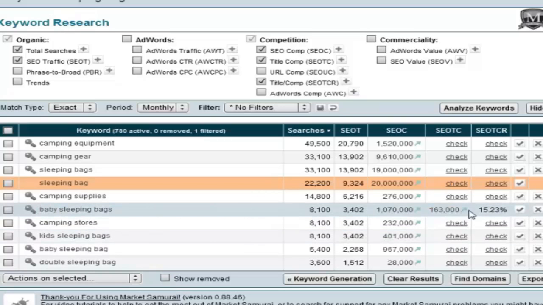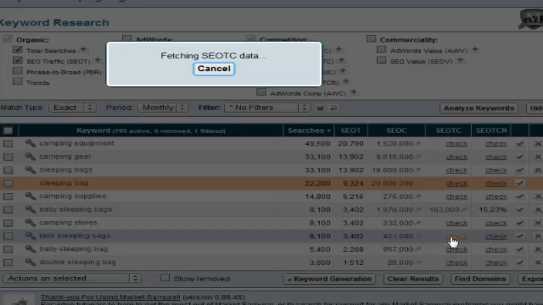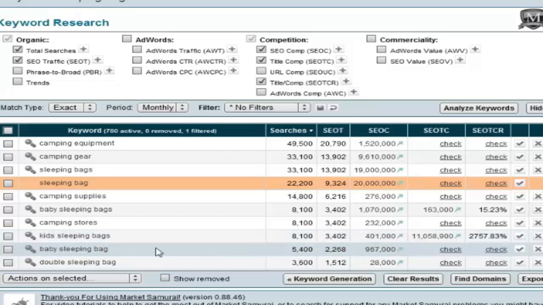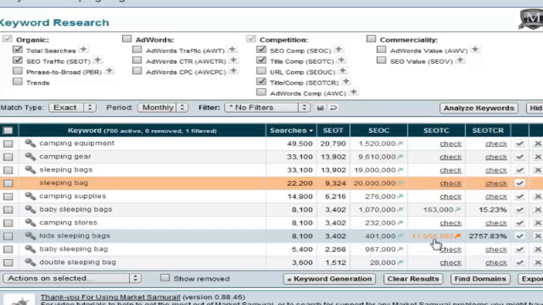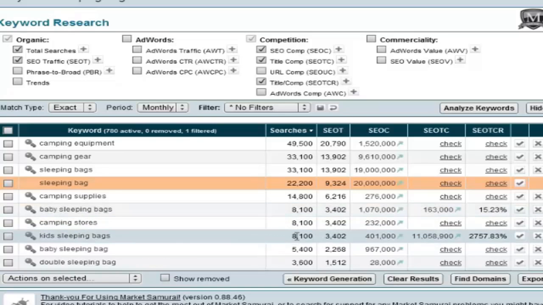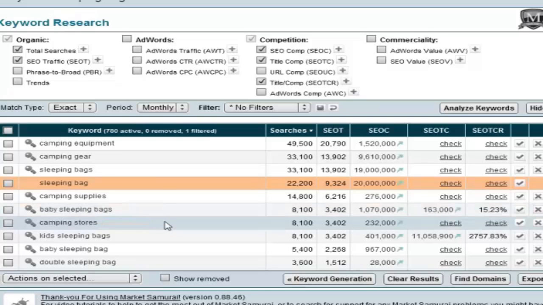And then we have baby sleeping, then we have kids sleeping bags. Let's check that one. For kids sleeping bags, there's 11 million different websites with that in their title tag, compared to baby sleeping bags, which only has 163,000. So this one has 100 times the amount of competition, if my math is correct. I think it is, yeah. So there's 100 times more competition for kids sleeping bags, but look at the traffic. They're the same. They're both 8,100 searches per month, and that's on exact. So baby sleeping bags right now looks like a great term to possibly go after.